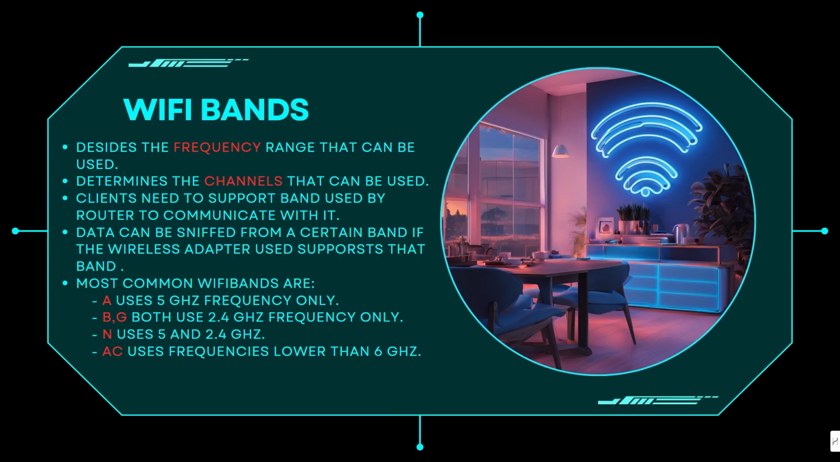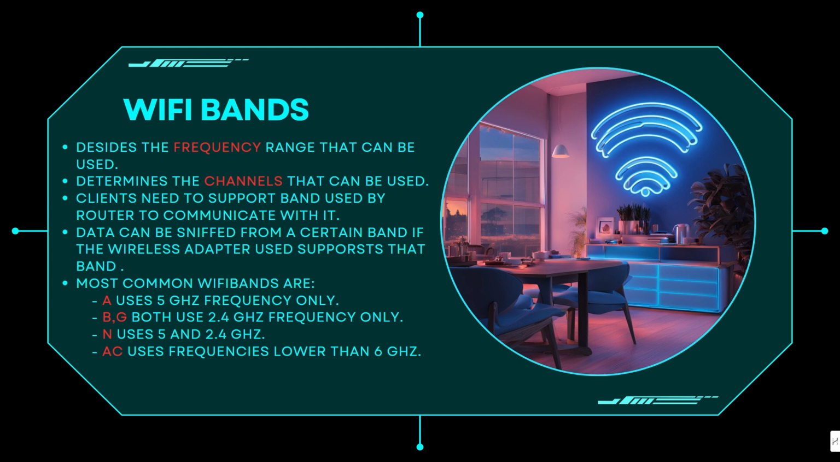We are going to talk about Wi-Fi bands, especially 2.4 GHz and 5 GHz. These are the two main frequencies used in Wi-Fi networks, and understanding them will help you make better use of wireless connections. So, what exactly is the Wi-Fi band? Well, it is the frequency at which your Wi-Fi signal is broadcast.